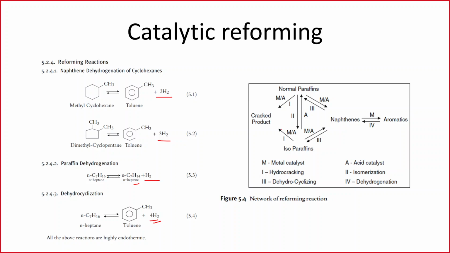Okay, so this is what scientists have been developing so far to see what the route or the network of the reactions is. So we have this normal paraffin goes to a cracked product, goes to this metal acid catalyst. This metal acid catalyst means reformer catalyst that has this metal site, and then it has the acid site.